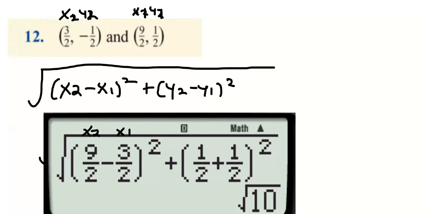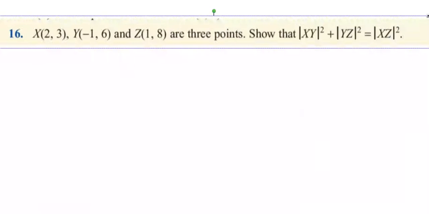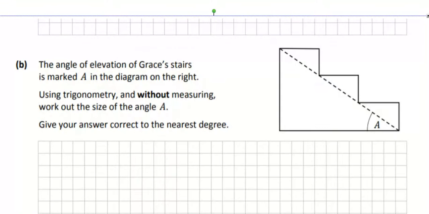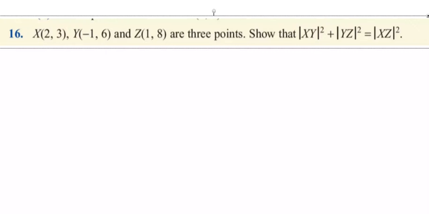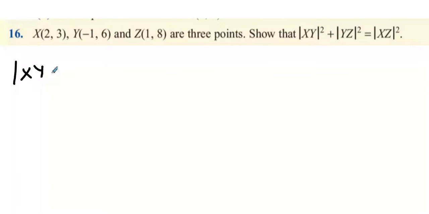Okay. 14. Did I pick 14 already? Nope. Okay, guys, I got 14 for you now. Next one is 16. Now, can anybody tell me what does slash xy mean? The distance from x to y. Okay. Now, how am I going to do that?